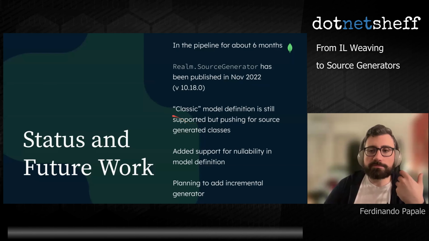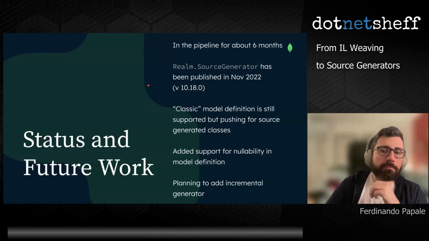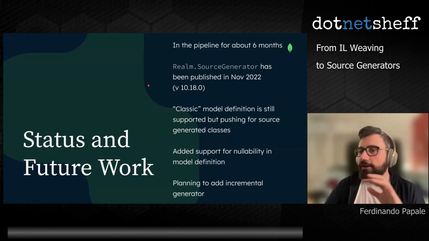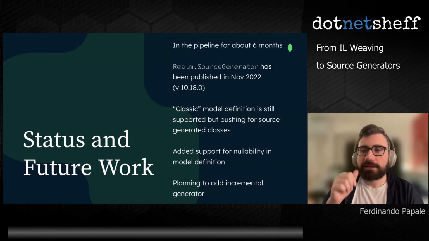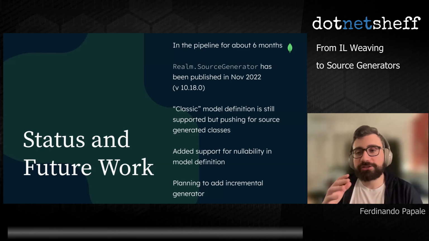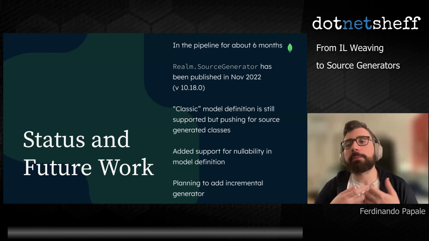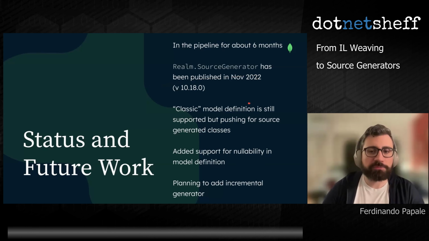So just to give you an idea about how all of this went through. We worked on this for about 6 months. This time includes also working on some other things and also refactoring our source code in order to work with interface instead of the base class and so on. And we published the first version of the source generator in November 2022.